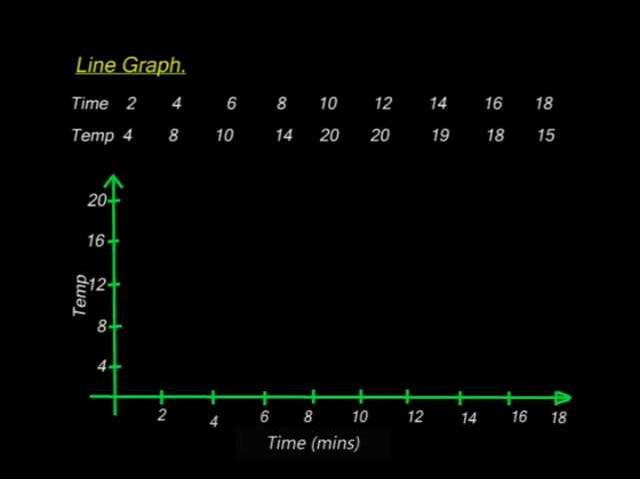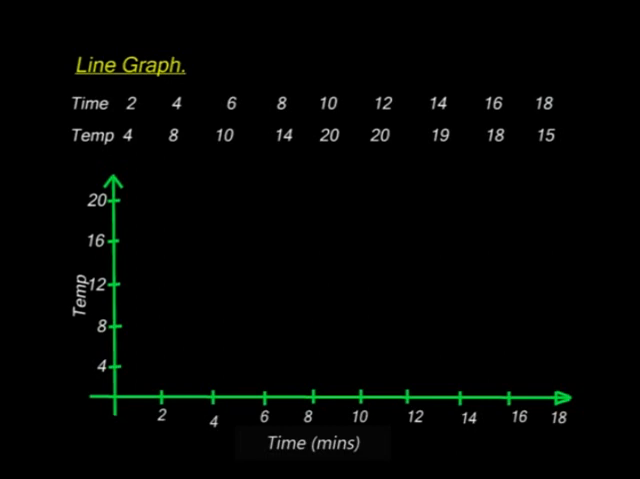I draw the temperature on the vertical axis, choose an appropriate scale there. That is 1 unit to represent 2 degrees Celsius, so I'll have that. On the x-axis I have time in minutes, and my scale will be 1 unit to represent 2 minutes, so I have it there.